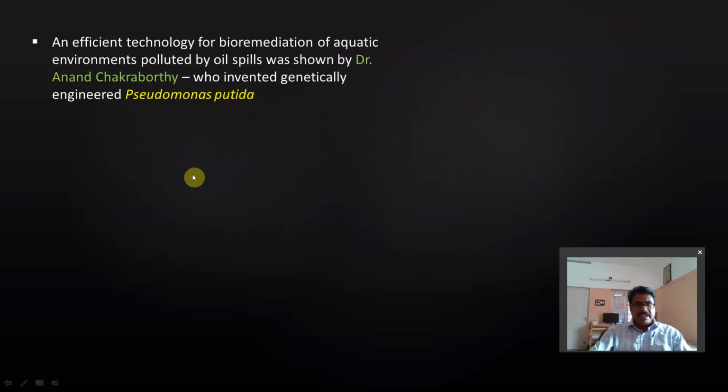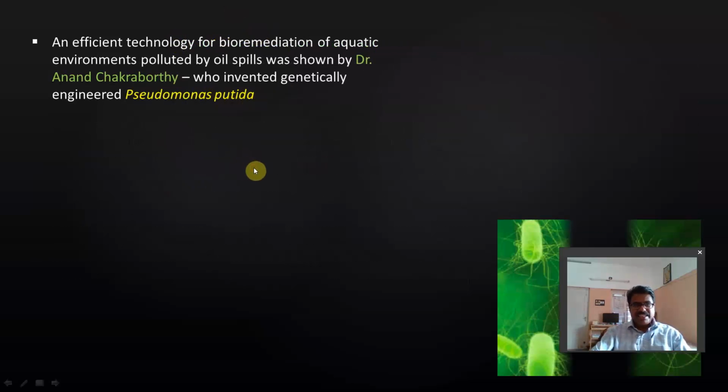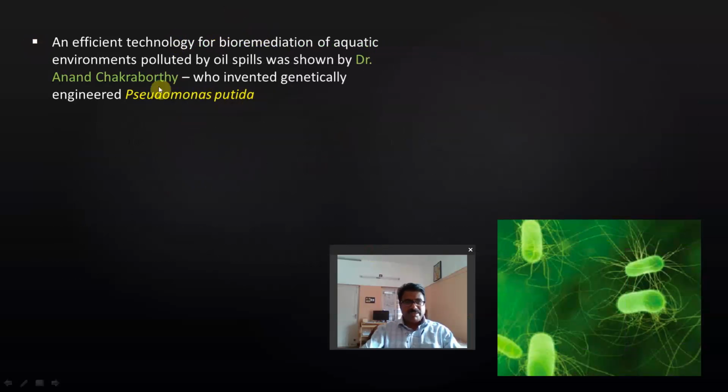A very important example of the use of technology, that is, a genetically modified organism used for pollution abatement, is Pseudomonas putida. This is a genetically engineered organism, and this work was done by an Indian American scientist, Anand Chakrabarty. This was during the Gulf War period. This bacterial strain was developed during the Gulf War time to mitigate the water pollution that was caused by the oil spills.